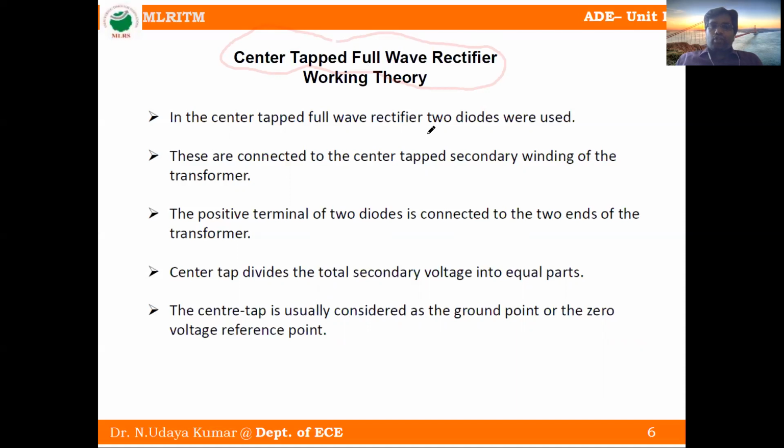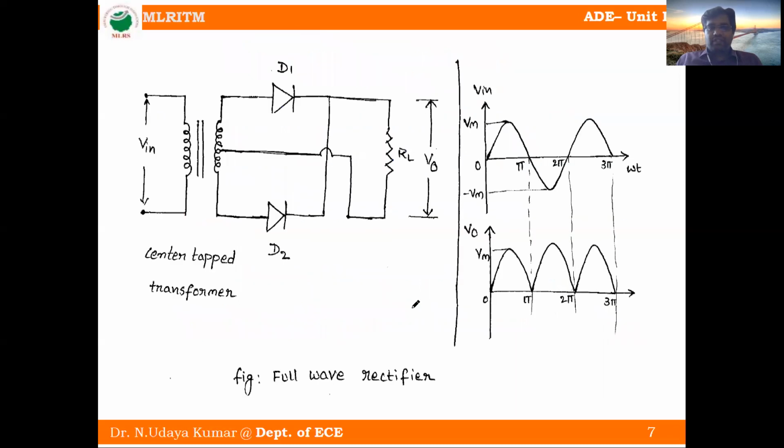It has two diodes. These are connected to the center tapped secondary winding of the transformer. I will show the block diagram of this one. The positive terminals of the two diodes are connected to the two ends of the transformer. The center tap divides the total secondary voltage into equal parts. The center tap is usually considered as the ground point or zero voltage reference point. You can understand by seeing this figure.